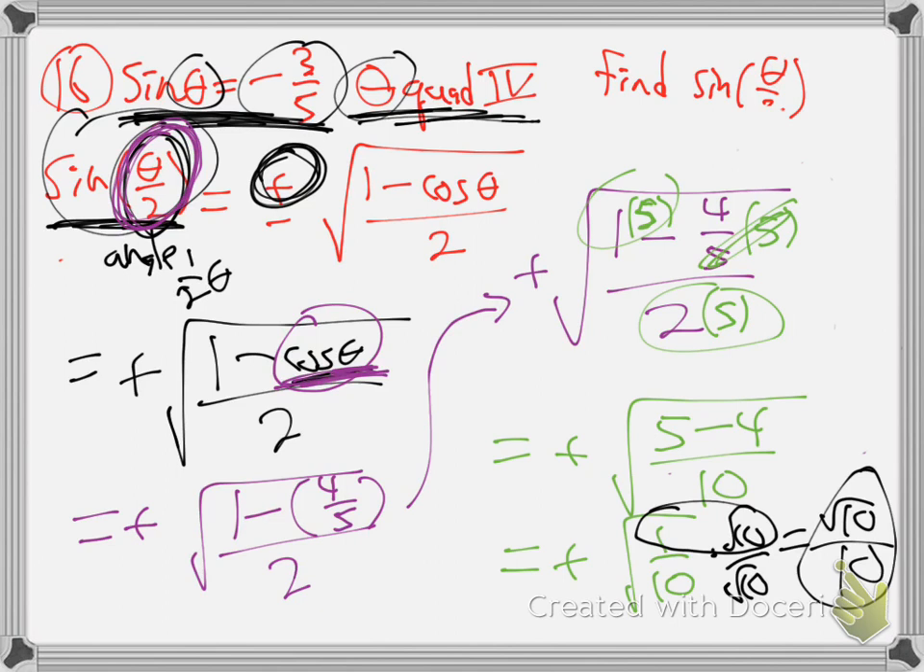Questions? Because root 10 times root 10 is root 100, and the root of 100 is plain 10, right? That's why that's true.